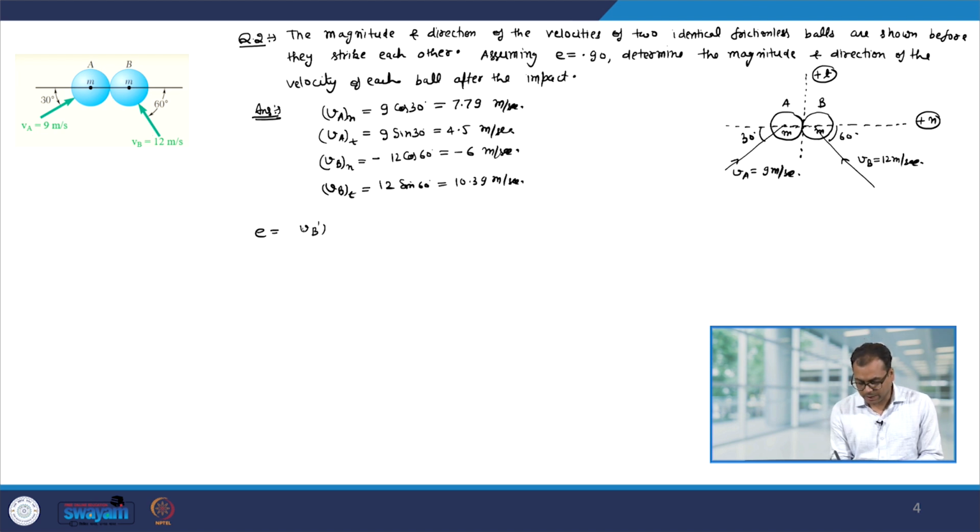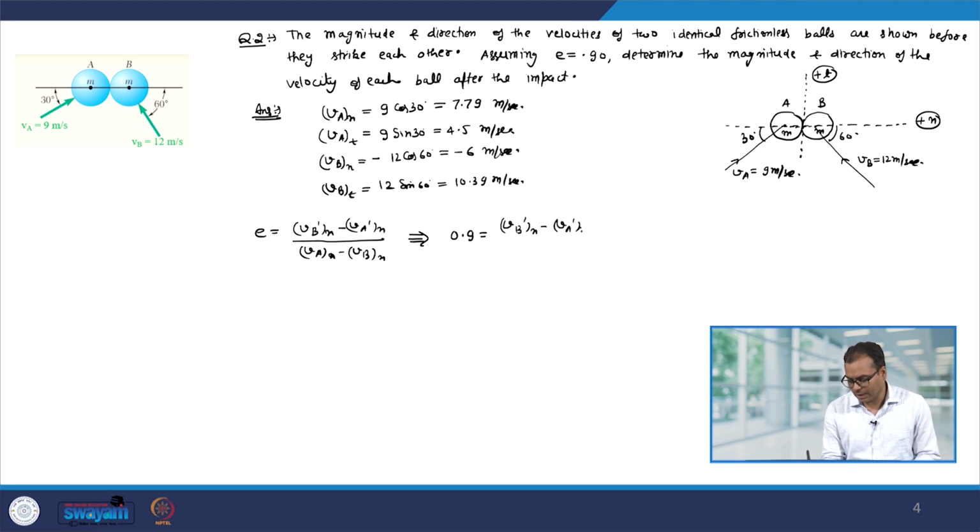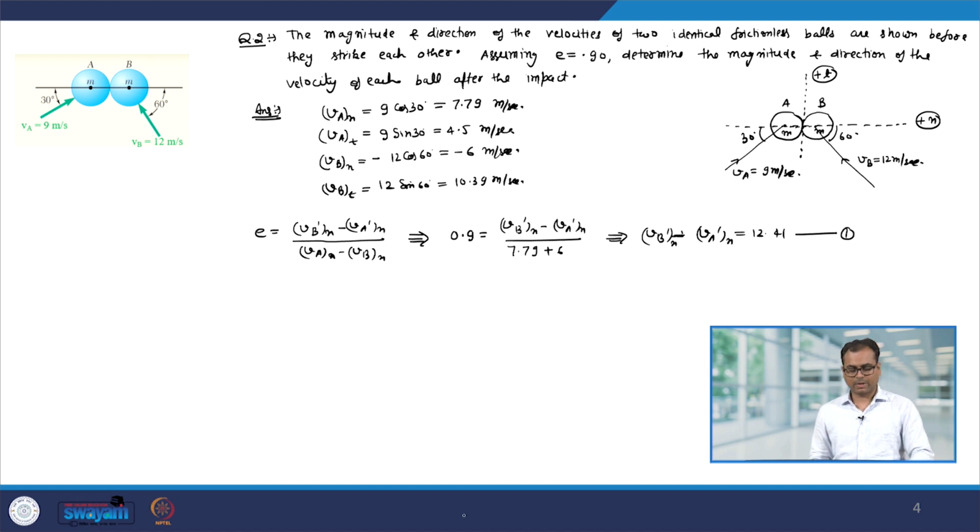So, it is VB prime n minus VA prime n divided by VA n minus VB n. Okay. And E is given. So, E is 0.9 equal to VB prime n minus VA prime n divided by VAn minus VBn, and we already know these. So, it is 7.79 minus 6, that becomes plus 6. So, that gives you VB prime n minus VA prime n equal to 12.41. Let us call it equation number 1.